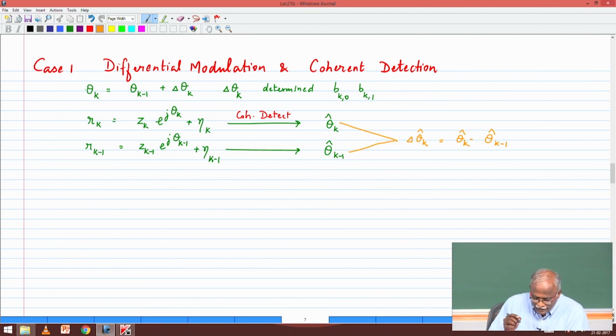Okay. Now, here comes a very important element. When everything is error free, no problem, things are going fine. But what happens if theta k is wrong?